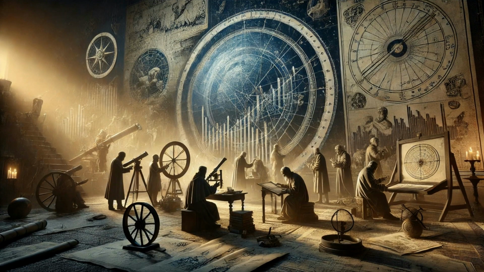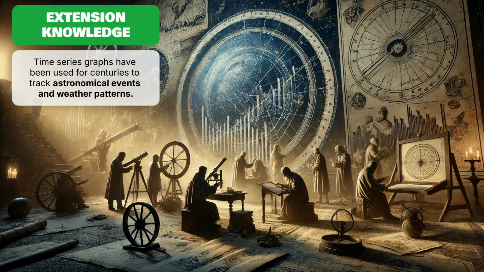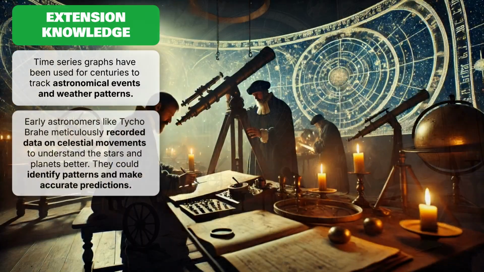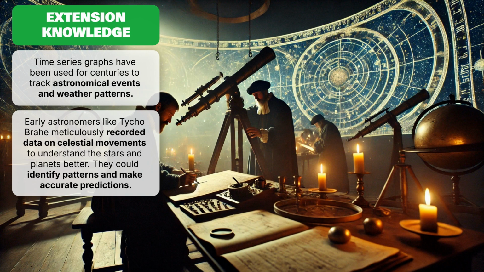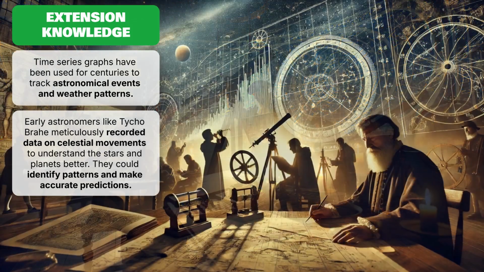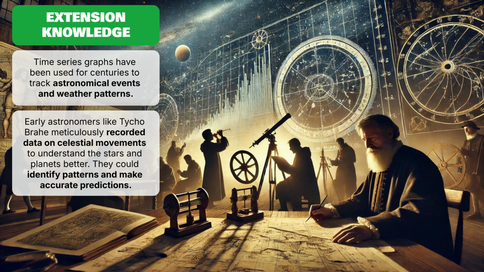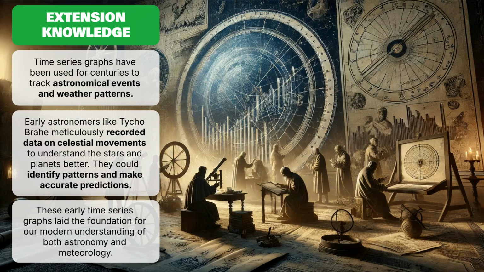Before we finish our lesson, let's consider the historical background of time series graphs. Time series graphs have been used for centuries to track astronomical events and weather patterns. Early astronomers like Tycho Brahe meticulously recorded data on celestial movements to understand the stars and planets better. By plotting this data over time, they could identify patterns and make accurate predictions. These early time series graphs laid the foundation for our modern understanding of both astronomy and meteorology.